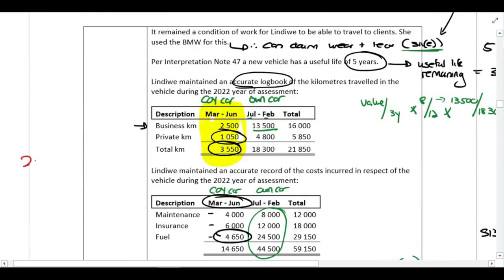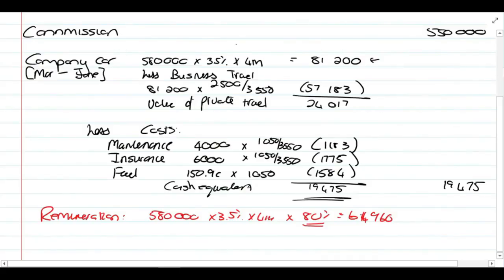Now if we look here and just do the quick calculation, 2,500 business over 3,550 kilometers there, that gives us 70%, less than 80, that's why we used 80% in our calculation. Again, you don't have to show remuneration right now at this point, but I like to do it here just so it's easier a little bit later on, as you'll see.